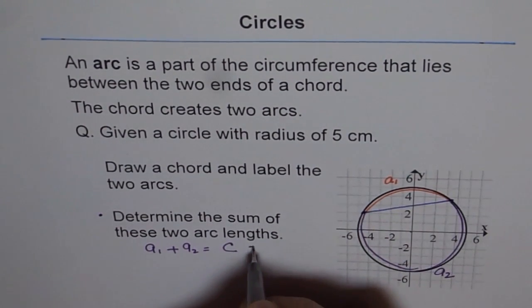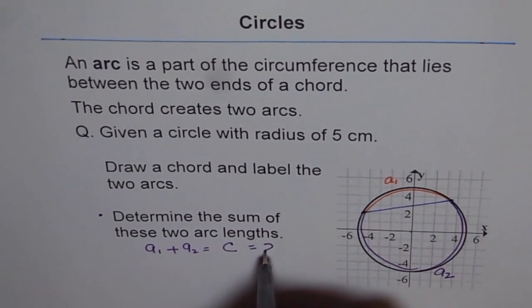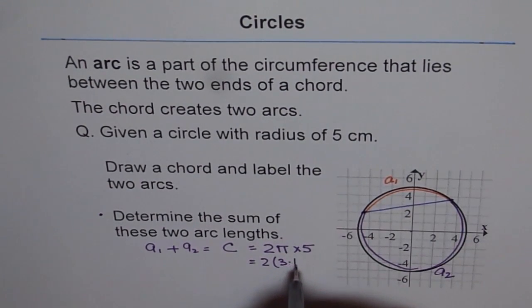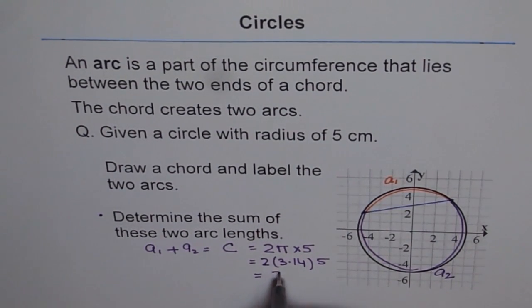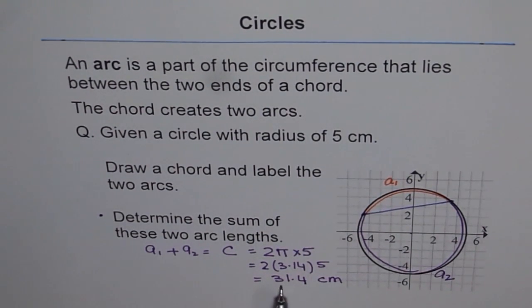And if you know the formula, the circumference of a circle is 2 pi r. That means 2 times pi, which is 3.14, times 5. That is 5 times 2, which is 10, and when you multiply 3.14 by 10, you get 31.4, correct? If the radius is in centimeters, the circumference will also be in centimeters. So the circumference is 31.4 cm, and it is equal to the sum of the two arcs.